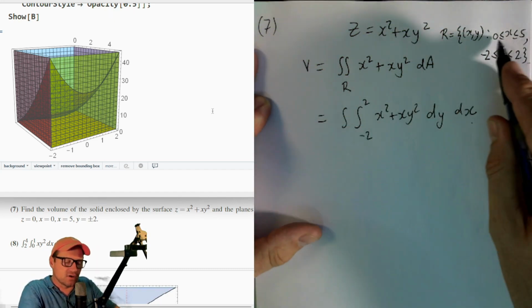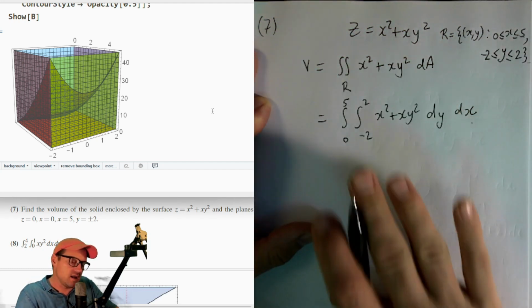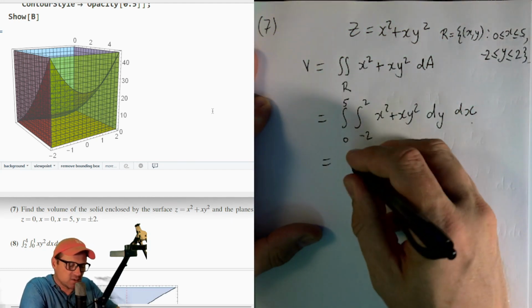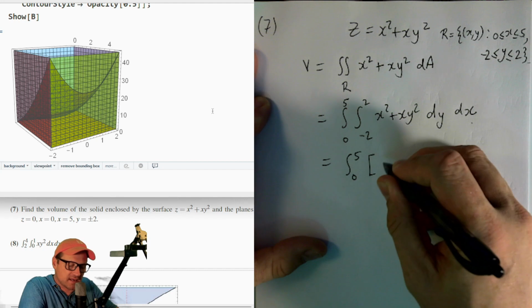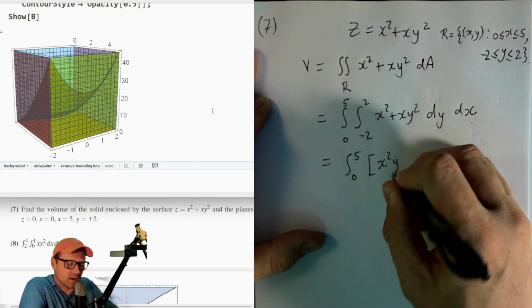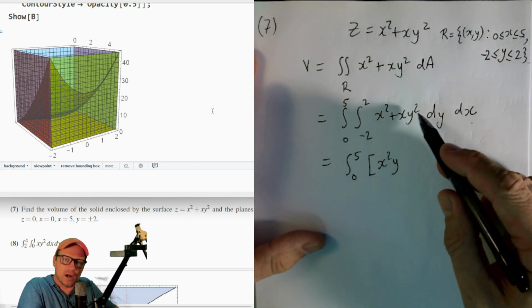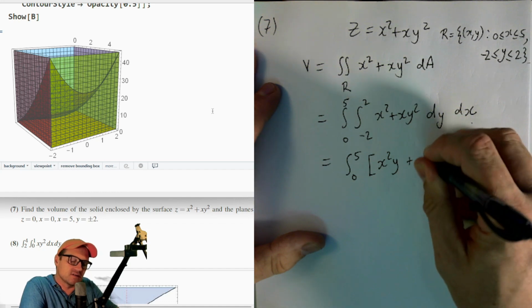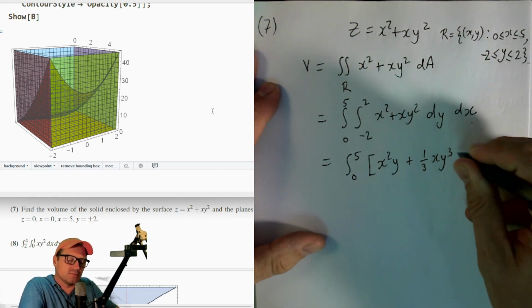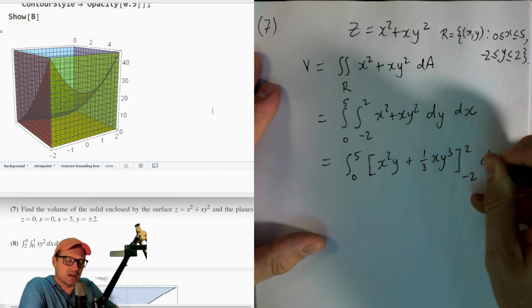The x values go from 0 to 5. And now we can integrate with respect to y. So the integral of x squared with respect to y is x squared y. Integrating x y squared with respect to y gives 1/3 x y cubed, from minus 2 to 2, and then dx.